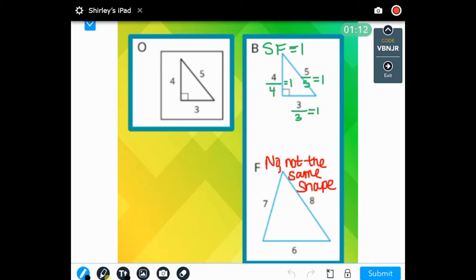Right now I see a lot of you circling the right answer, which is awesome. But again, remember to show that work. If you're picking one of them, find out what that scale factor is.